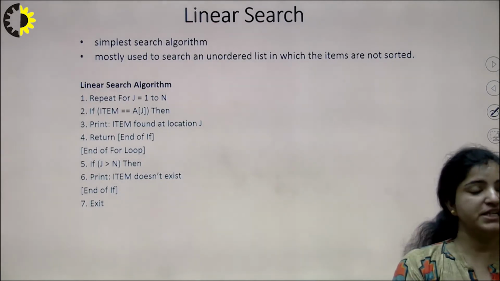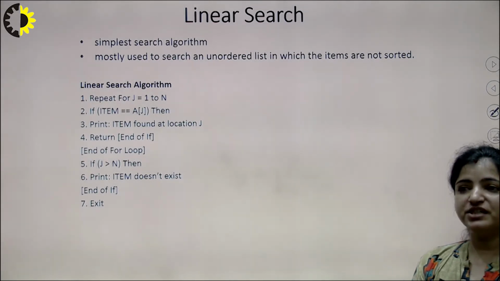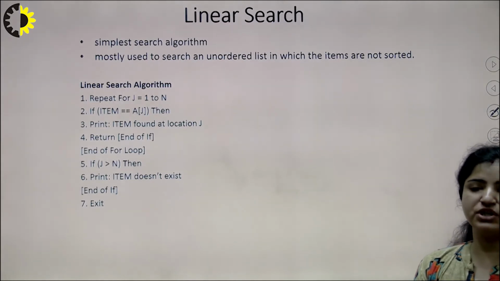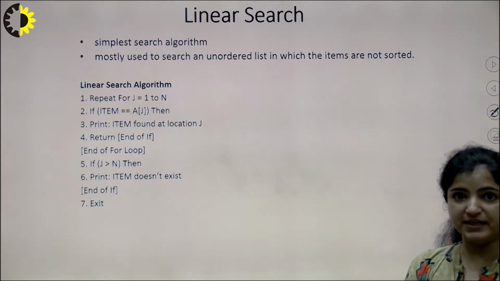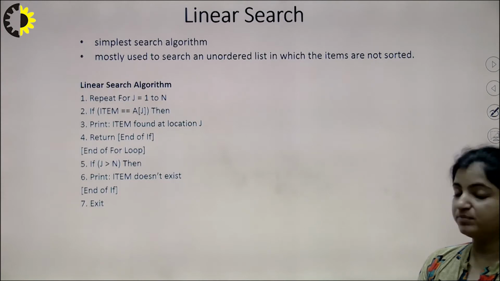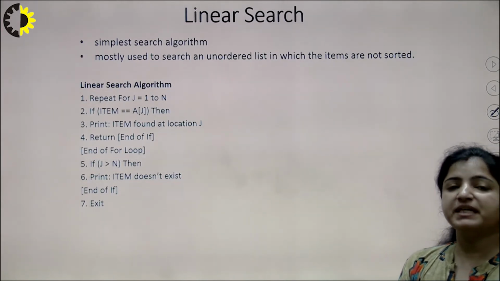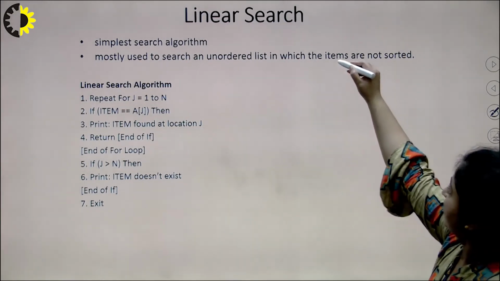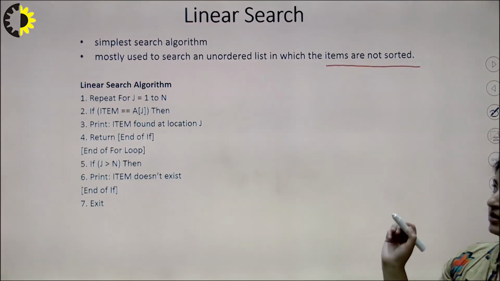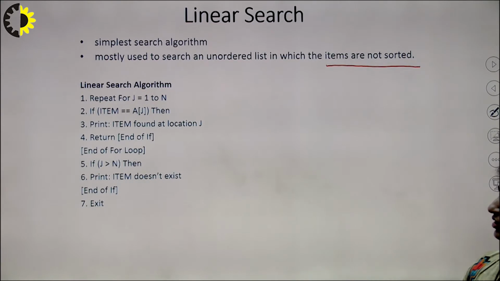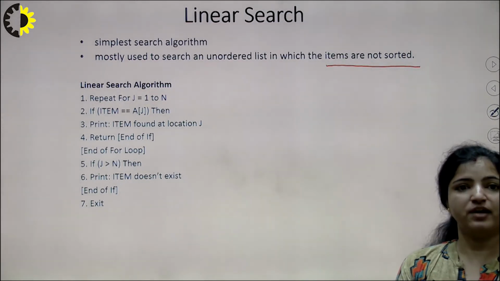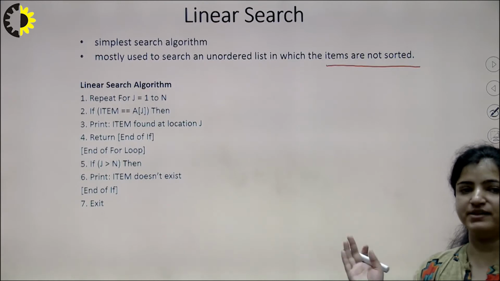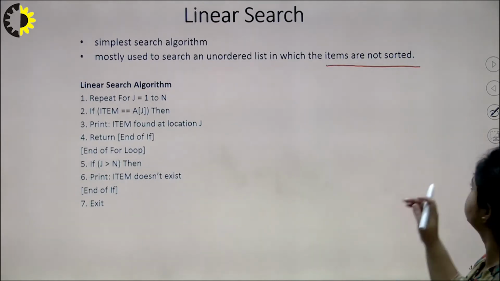First one is linear search. Linear search is a very simple search algorithm which is used to find the location of an element in an array using this particular method. Basically it is used to search in an unsorted list in which the items are not sorted. Before explaining this algorithm, I want to explain the example, because using the example we will come back to the algorithm.